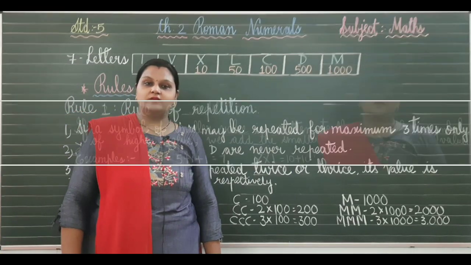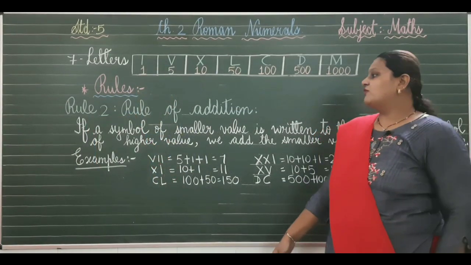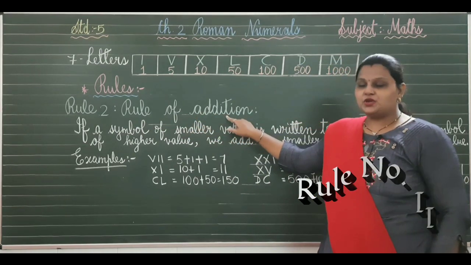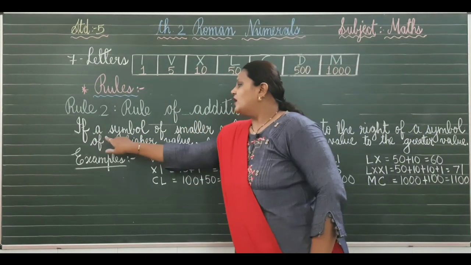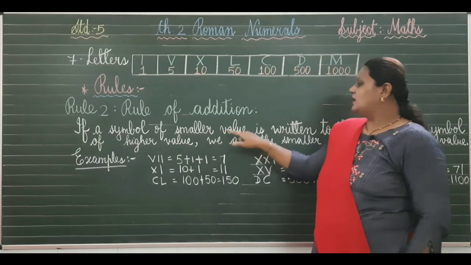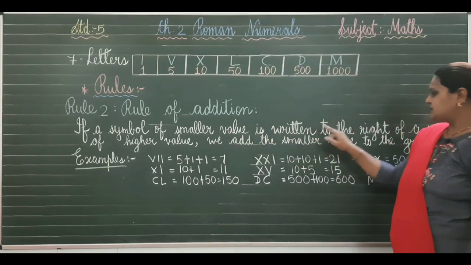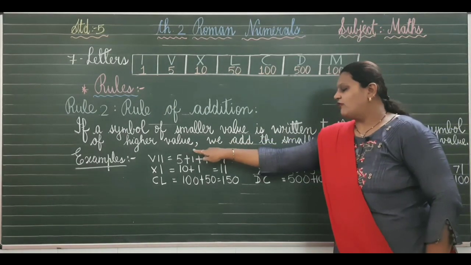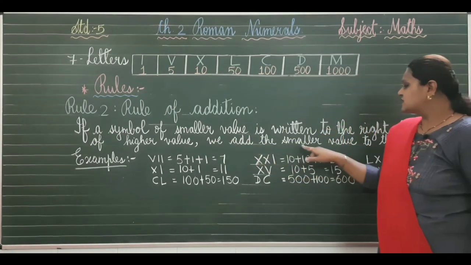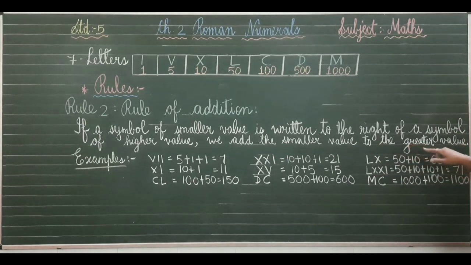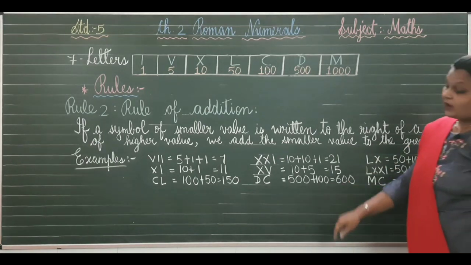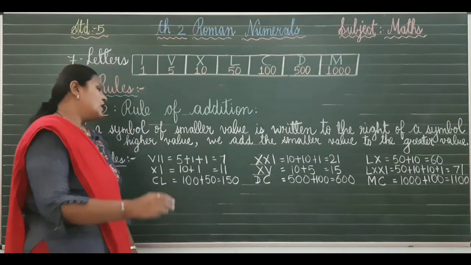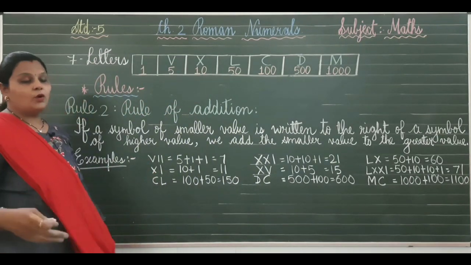Okay. Now we will look at rule number 2, rule of addition. If a symbol of smaller value is written to the right of a symbol of higher value, we add the smaller value to the greater value. Now what is the meaning of this sentence? See the example, you will be more clear.